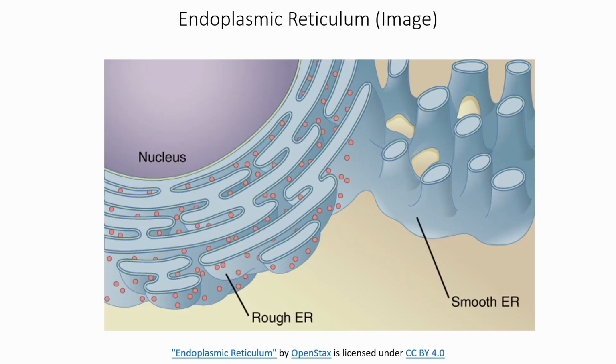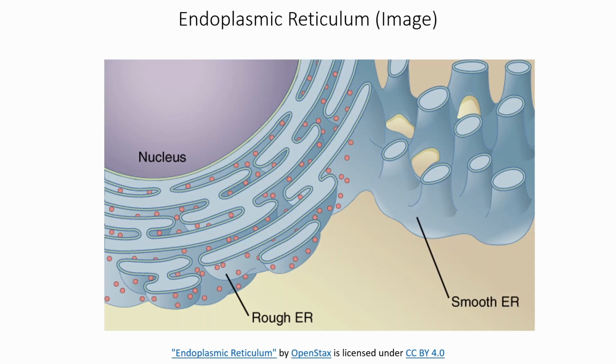And here's a close-up where we see the rough ER, and you see all those little pinkish dots on there. Those are each representing ribosomes. Obviously this is a cartoon version of the endoplasmic reticulum, but if we were looking at a micrograph, we would still see those bumps, those studs on the rough ER. Whereas the smooth ER has no ribosomes because it's not involved in making proteins.